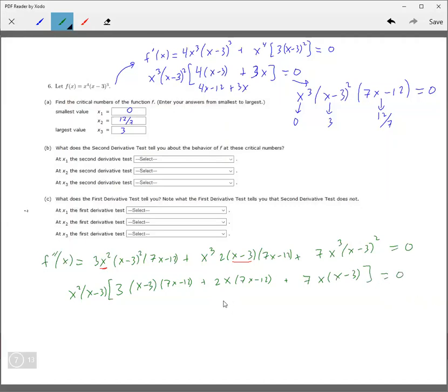Dang, I hope I didn't make any mistakes. If you see any mistakes, please let me know. Let's see, that means that's gone, this reduces, this reduces, this reduces, that reduces. Okay, that looks okay.